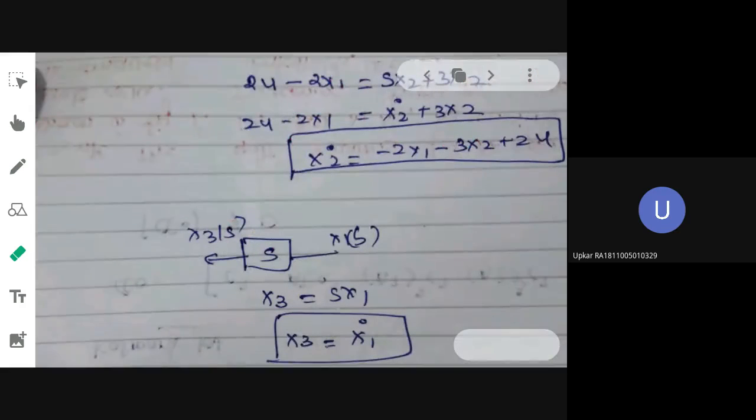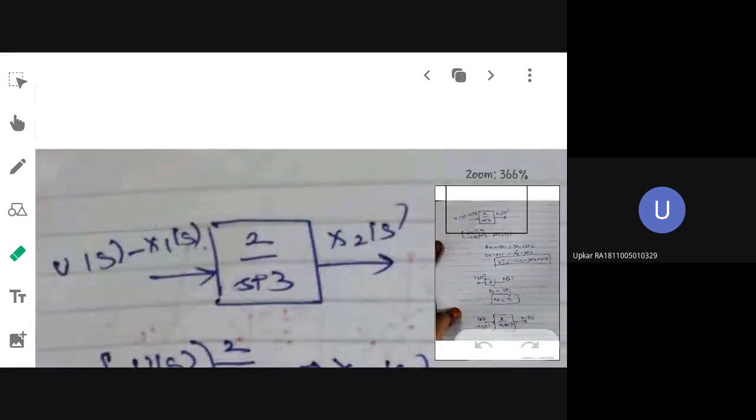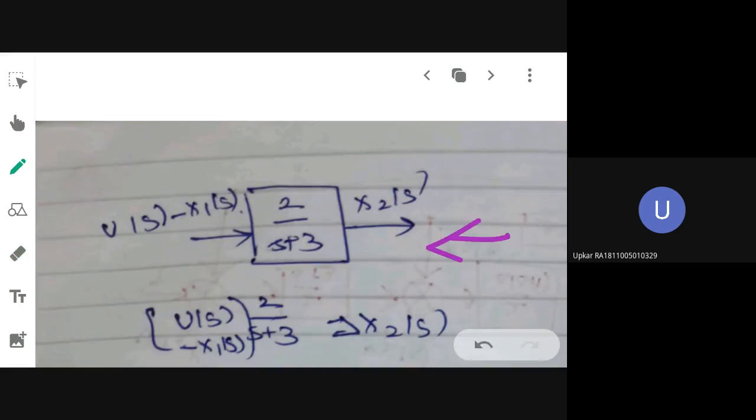Okay. So I have drawn the diagram separately. Now you understood the concept of how I have drawn. Understood or not? Yes, ma'am. Okay, so this is the block that I am having.